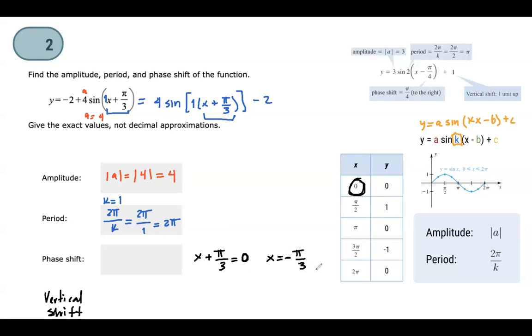So it's very important that you remember whenever this value is positive, it shifts to the left, and whenever the value is negative, it will shift to the right. So in this particular case, it's going to shift to the left, and that's represented by the negative value here. So the phase shift is going to be minus pi over 3, and your vertical shift is already there. It's going to be -2.